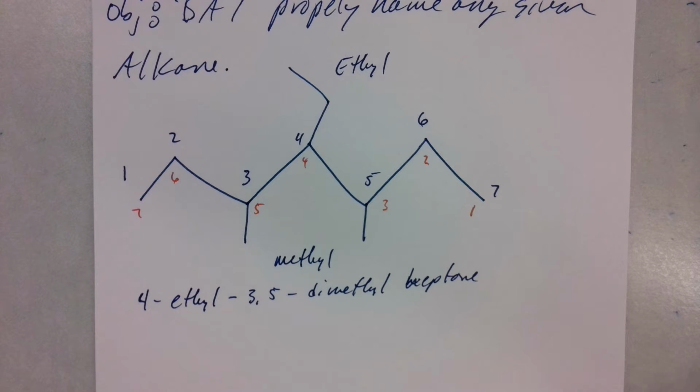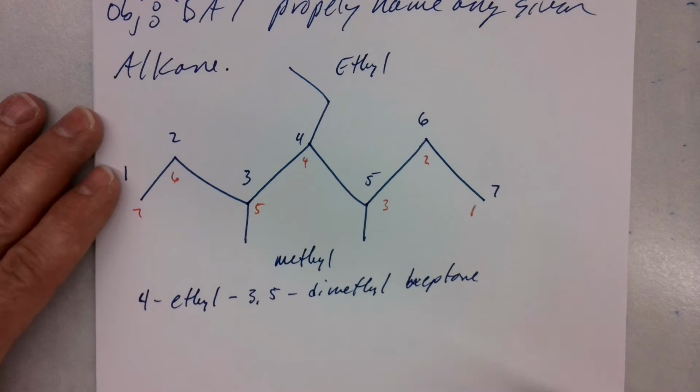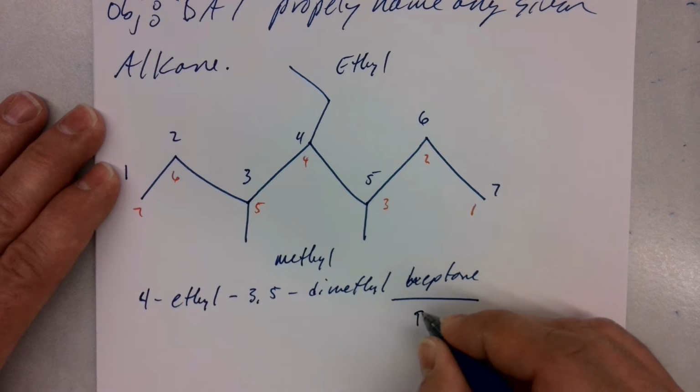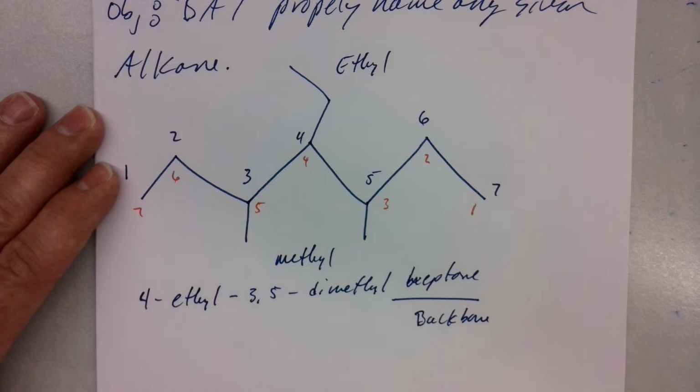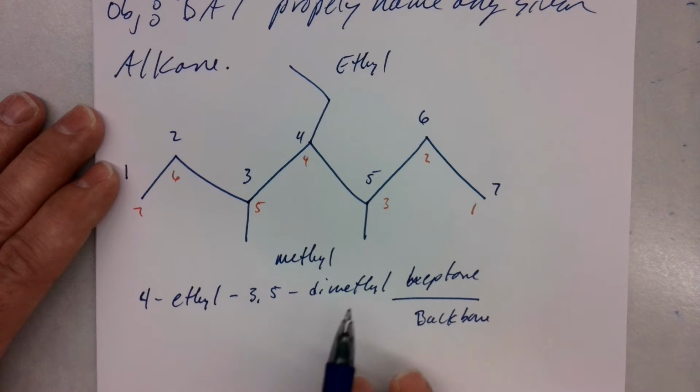Now, I'm going to break this down for you. Okay? The last thing is the backbone. That is what makes it what it is. The other things are the branches. Now notice, anybody know why I went 4-ethyl before I went 3,5-dimethyl?